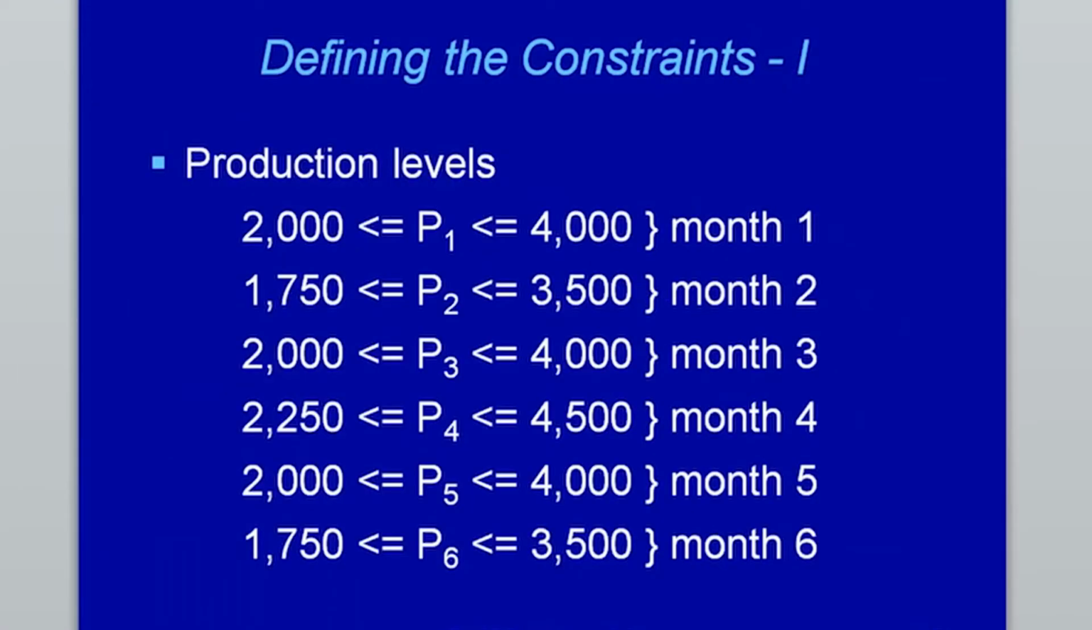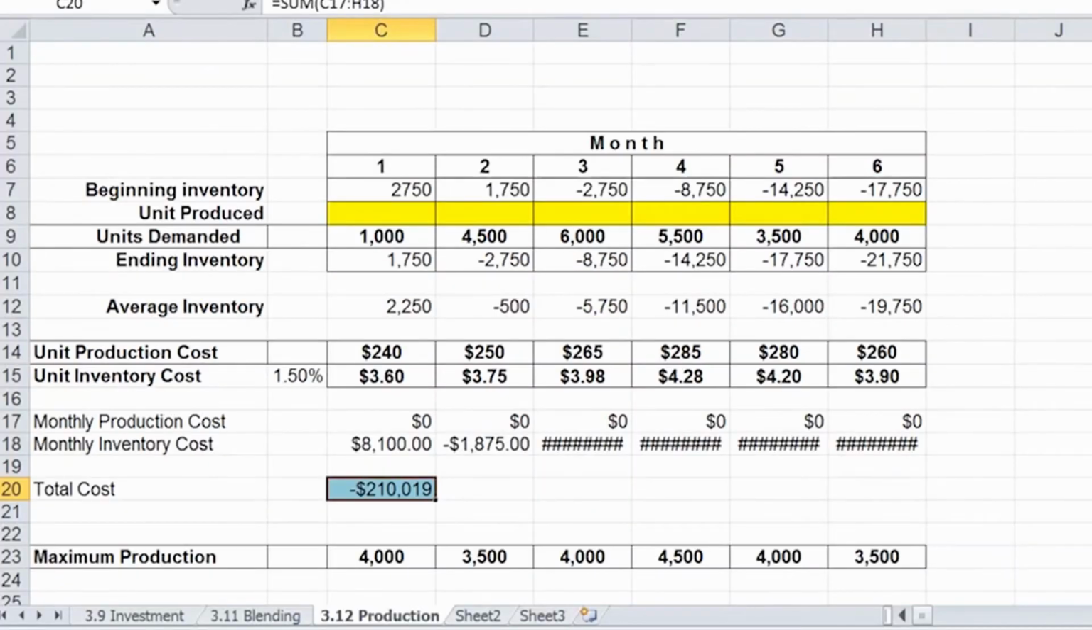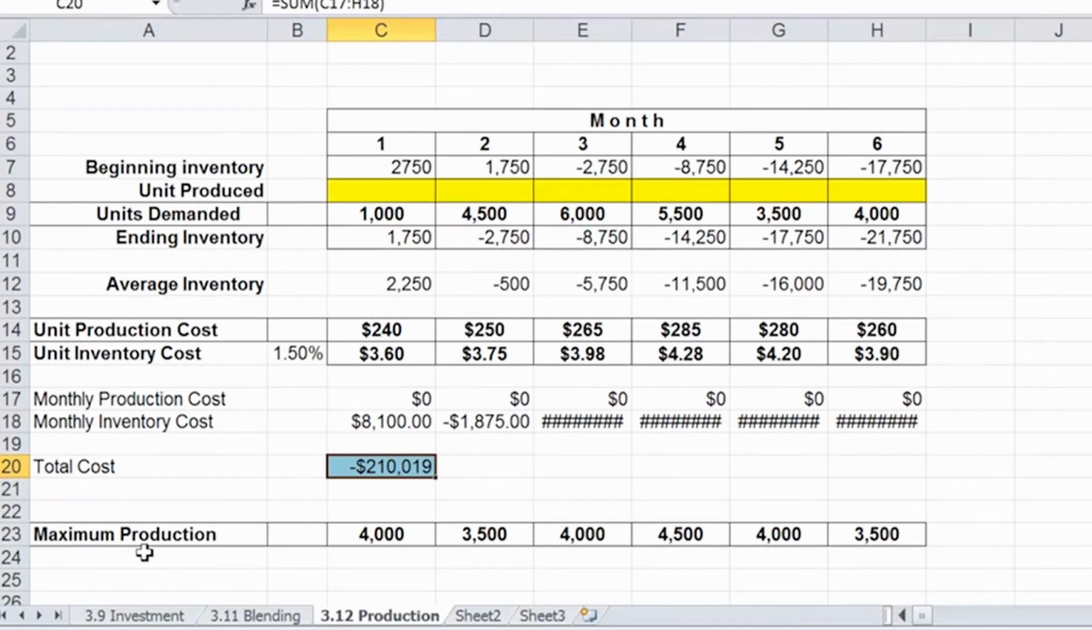First constraint, production level. So we have the capacity and half of the capacity. So let's just put it. So here, we got that here. So maximum production, that's one of the constraints, and we'll calculate the minimum production being half.